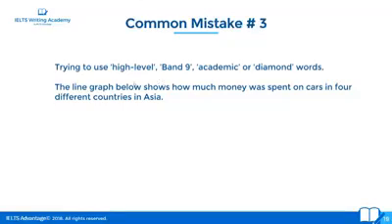The third mistake that I see, and this is probably one of the most common ones, is trying to use so-called high-level, band 9, academic, or one that I saw the other day on a very famous IELTS page on the internet, diamond words. I'd never heard that before. But what students try and do is show off how great their vocabulary is. And what they do is they just insert so-called high level or band 9 or academic words. They don't exist, by the way, which is why they're in quotation marks.